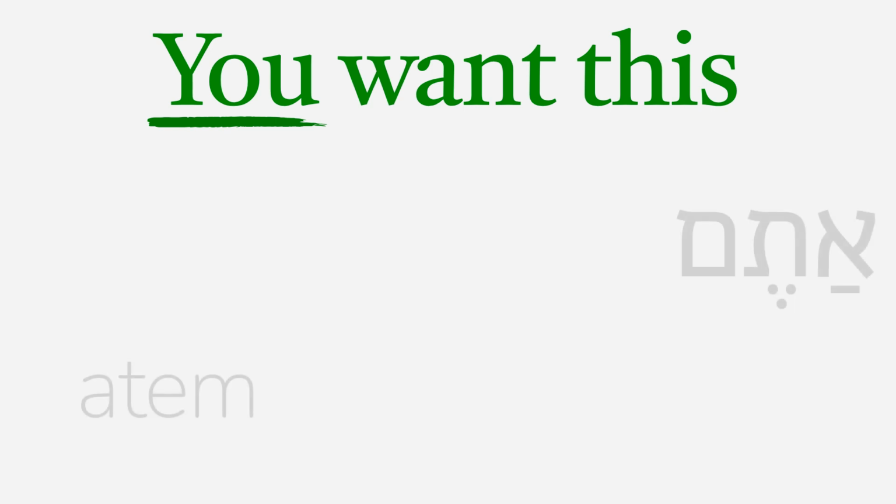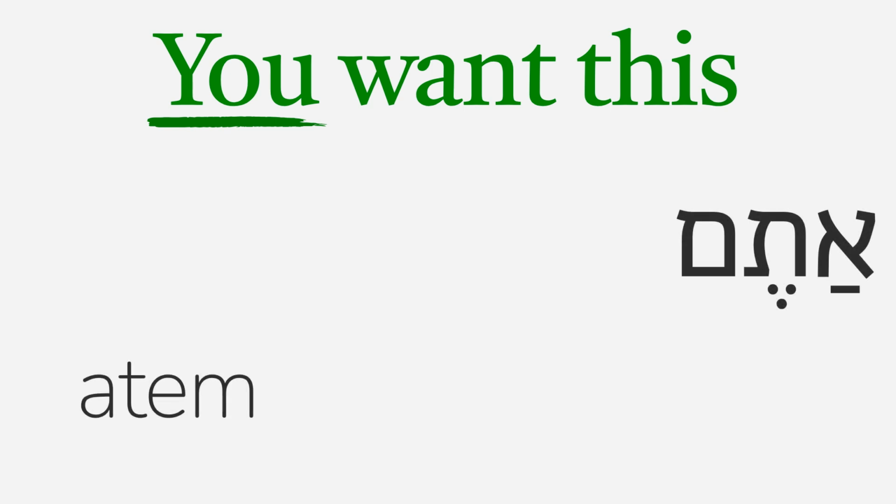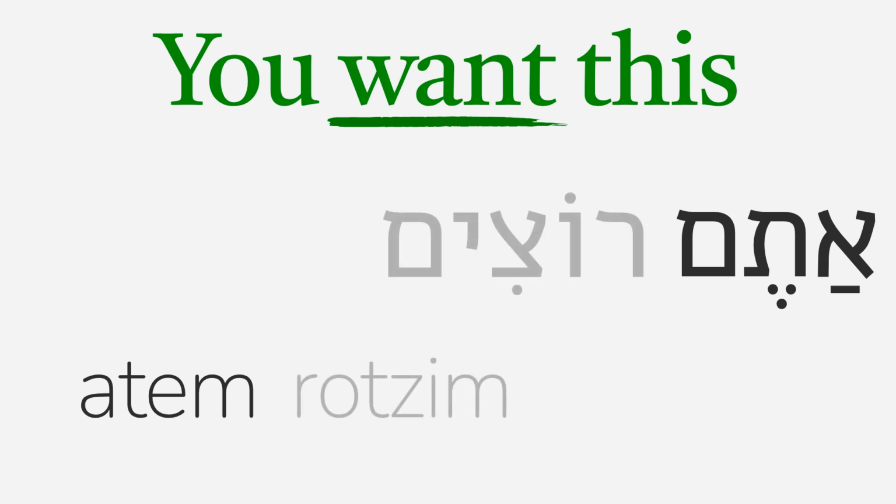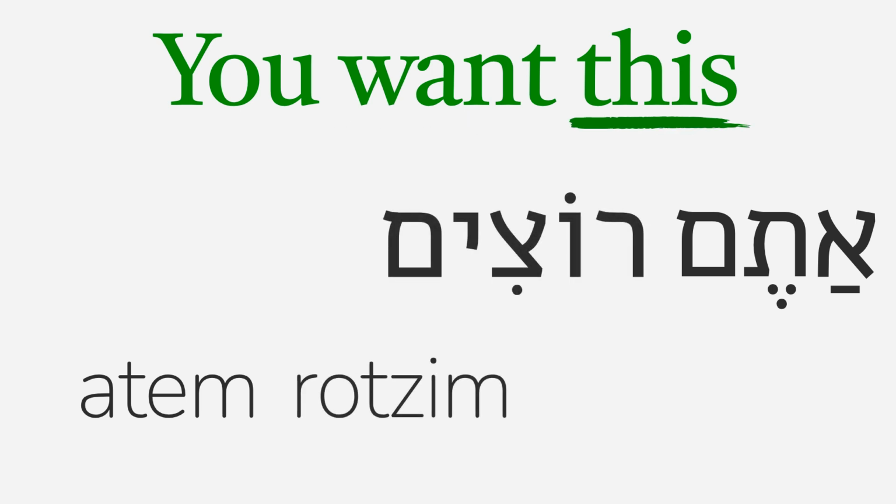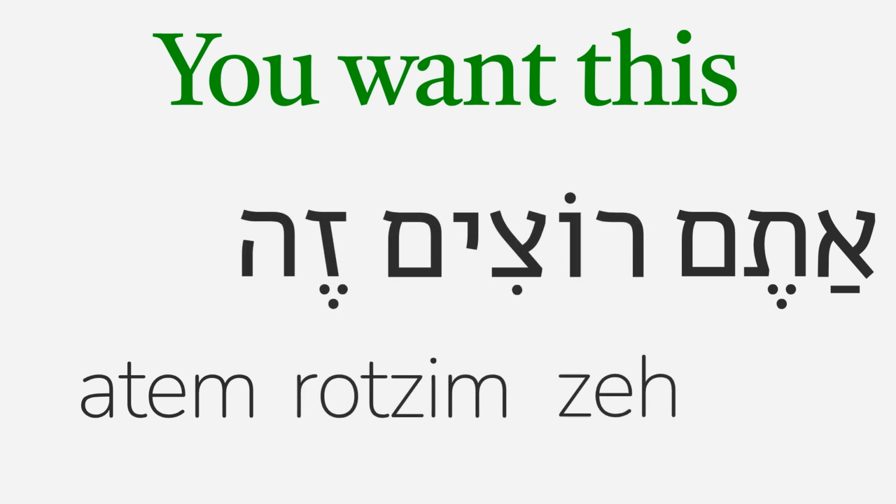To translate you, let's use the masculine plural you pronoun atem. Since we're using atem, the verb want must be in masculine plural form, which will be rotzim. This is ze. But you want this is not atem rotzim ze. This is because ze, the direct object of the verb rotzim, is a pronoun.